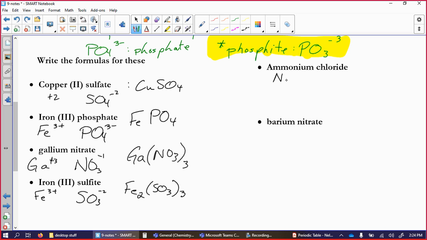This one should be fairly straightforward other than the fact that ammonium is NH4 plus 1. Chloride from your periodic table is minus 1. Those charges balance. So this is just NH4Cl.